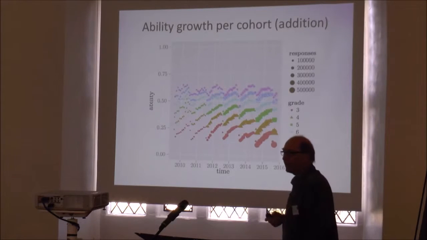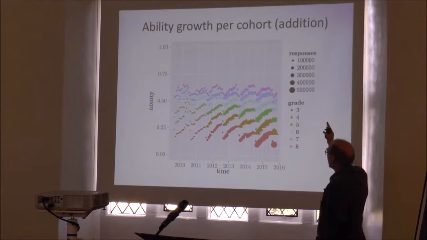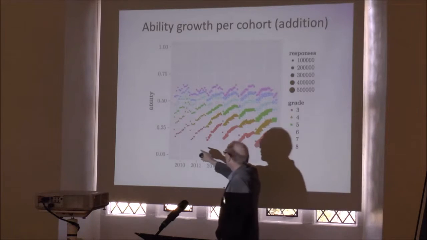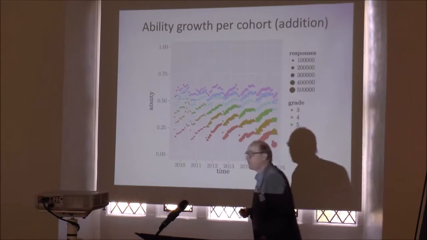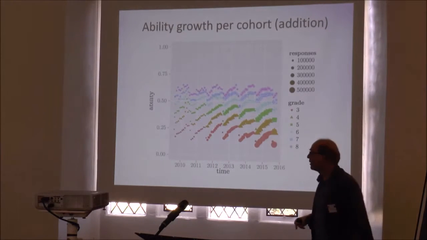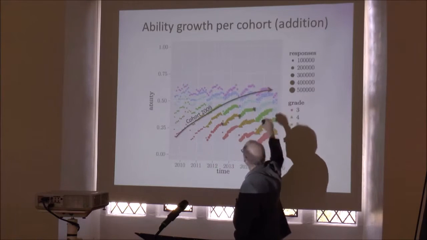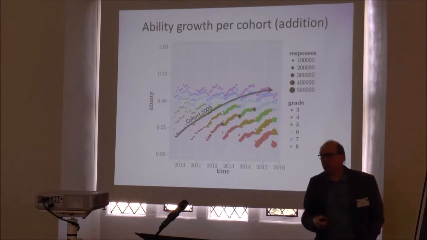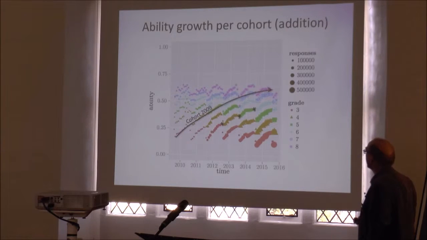This is another way to think, to see what the data are. This is the ability growth per cohort. So these are our grade 3 children in 2009, that started in 2009. And these are the grade 3 children that started 1 year later. And if you do it in this way, this is the cohort 2009. And you see here the rating change over all the years that they were in the system.